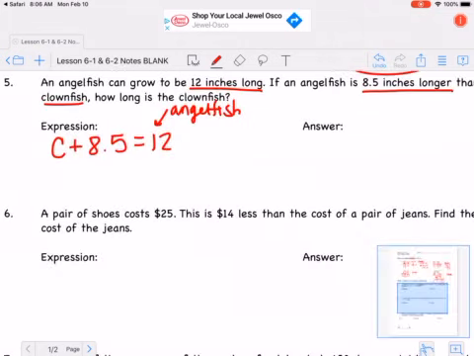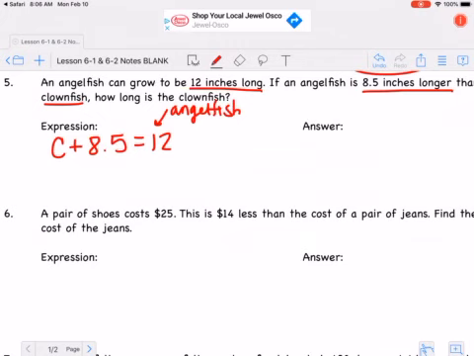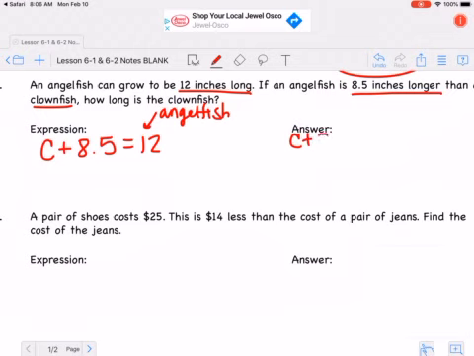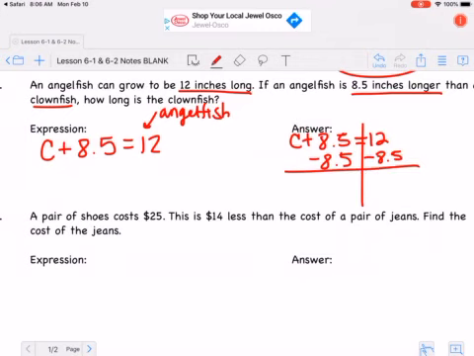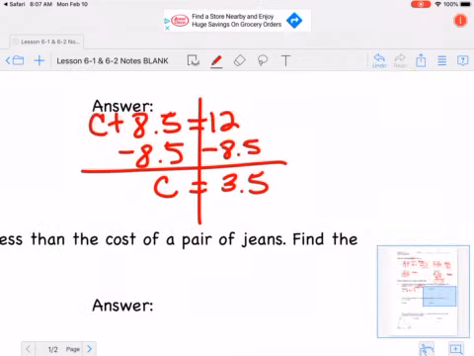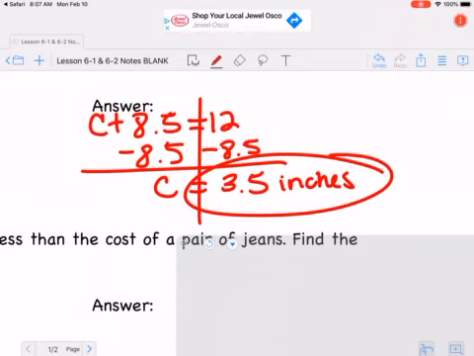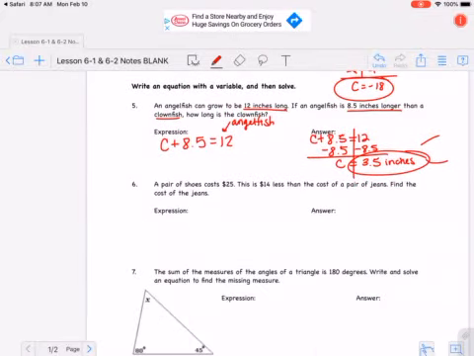Okay, so once we have our expression, I'm going to go and figure out my answer. So I'm going to rewrite. I'm going to subtract 8.5 from both sides. And c is going to equal 3.5, but remember, word problem, we get a word answer, so it's 3.5 inches. So that's how long our clownfish is.